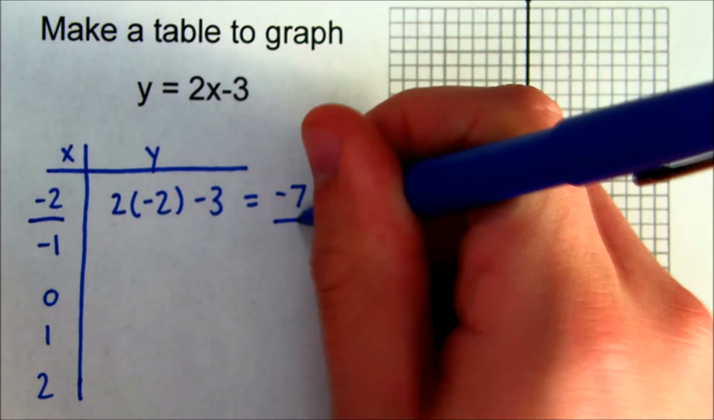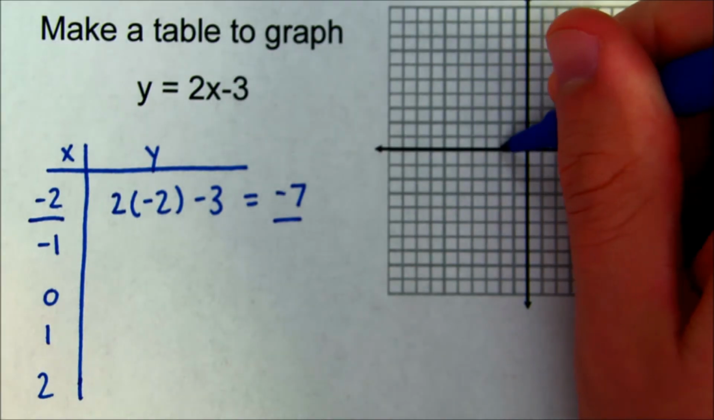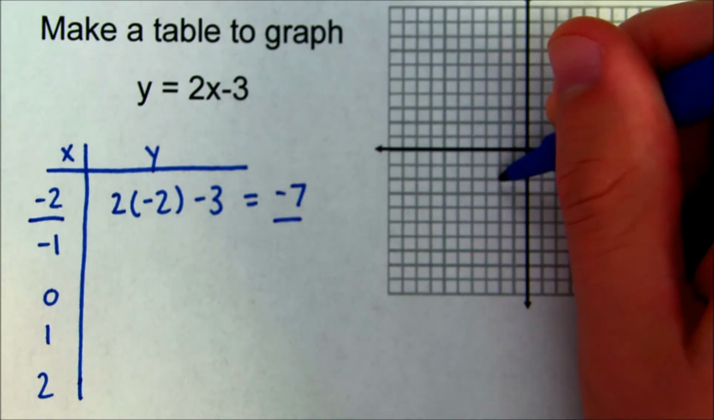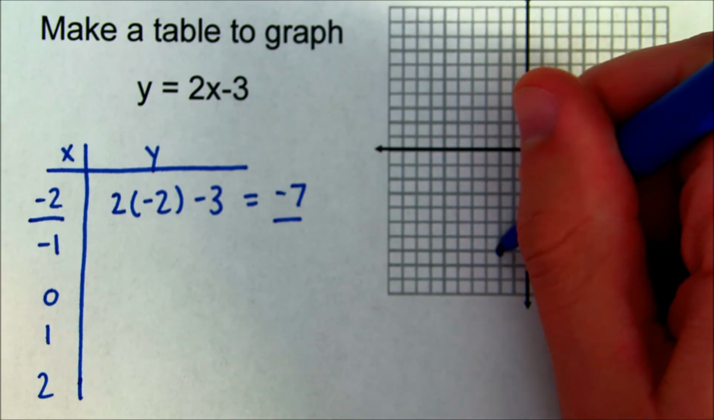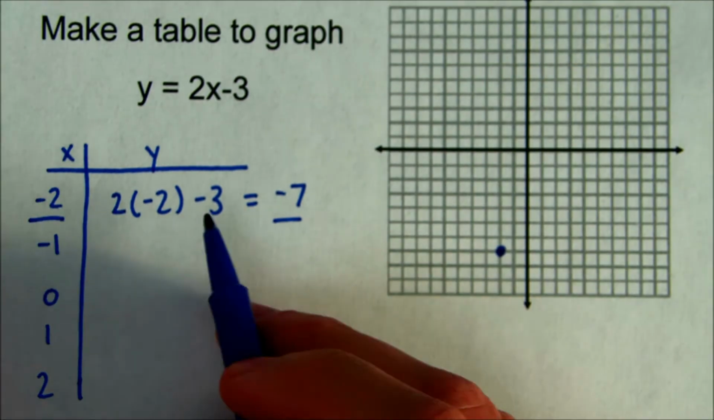-2: left 2, down 7. 1, 2, 3, 4, 5, 6, 7. So this point is part of the graph. I plugged in -2, I got -7.